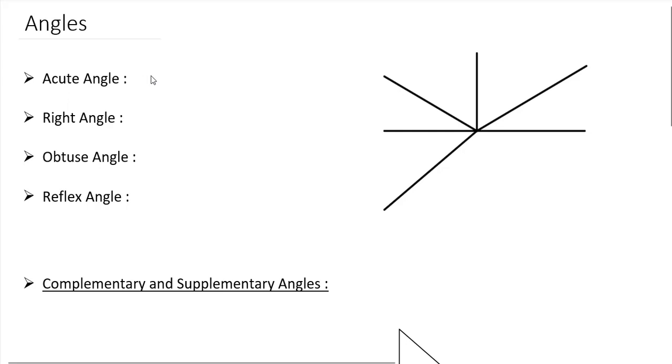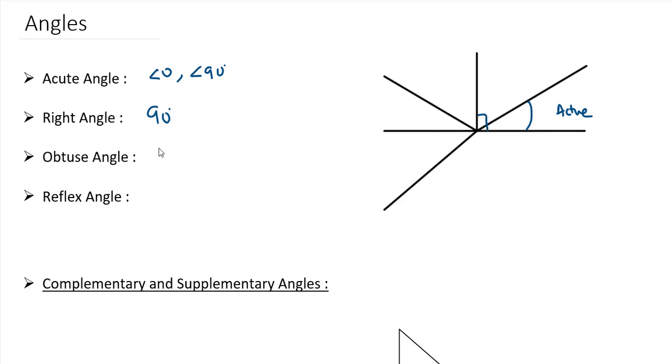So what is an acute angle? Any angle which is greater than 0 degree but less than 90 degree is an acute angle. So in this figure you can see this angle is an acute angle. Right angle is simply 90 degree. So in this figure you can see this angle is a right angle.